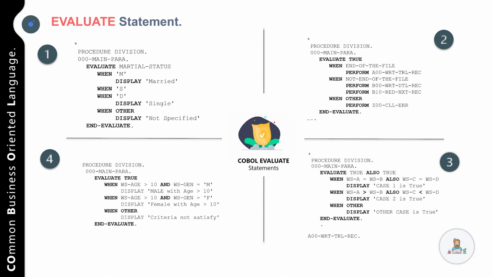Now let's talk about our last example, number 4, and in this example we have used evaluate with the true option. If you notice the when conditions, we have used logical operators to create compound conditions. The first one says if my age is greater than 10 and my ws-gen, that means gender, is equal to m, that is male, then display male with age greater than 10. Similarly, the second one says if my age is greater than 10 and gender is equal to f, then it's going to print female with age greater than 10. And in case none of the conditions is satisfied, then it'll say criteria not specified.